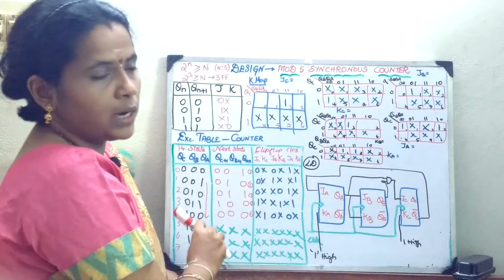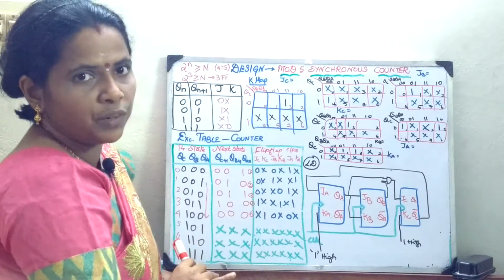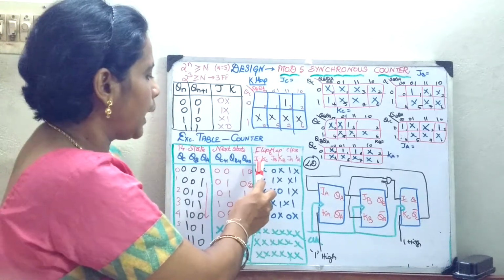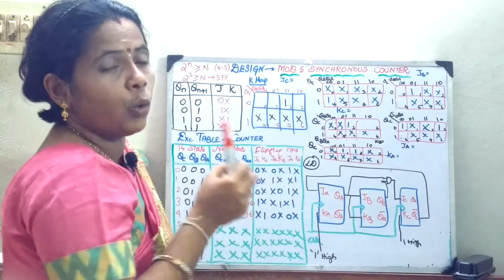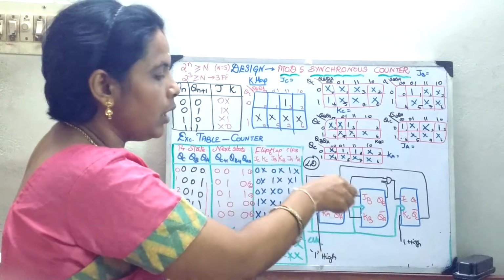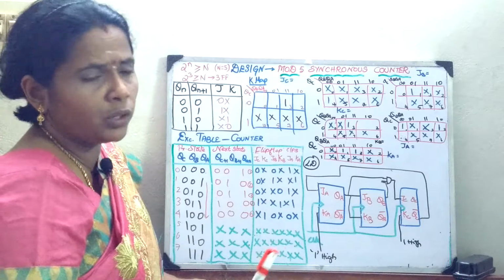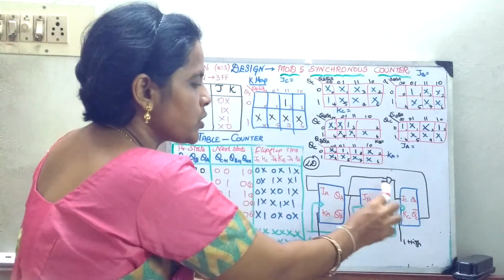Fill the table. Once this excitation table is filled up, the next thing is to plot the K-map for each of the variables. Only when you get the K-map can you draw the logic diagram. Before that, for the logic diagram, just draw the outputs alone and keep them.